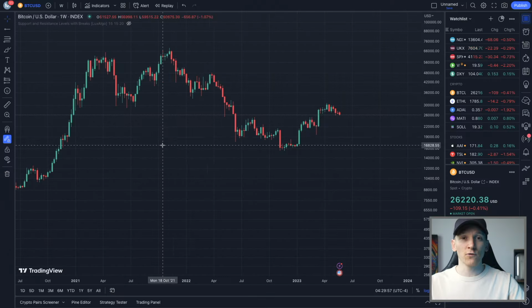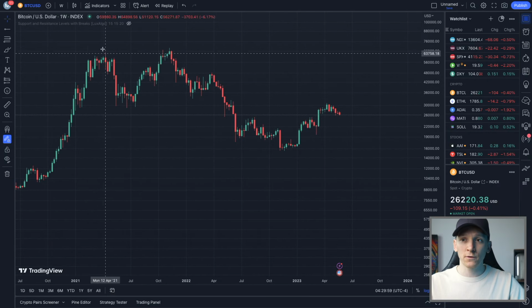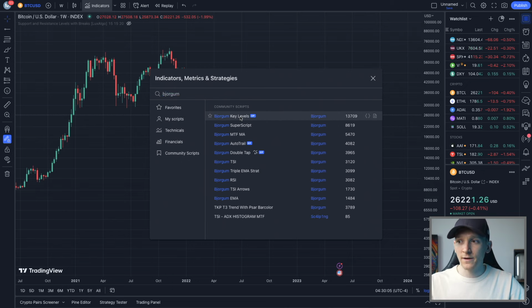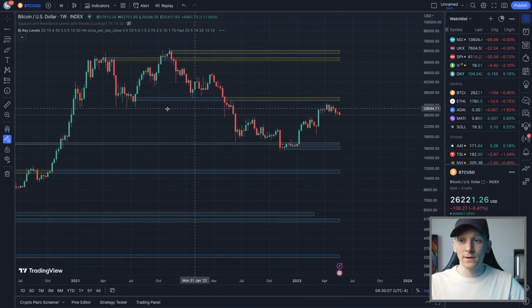Let's look at another indicator that can draw support and resistance levels on the chart for us without us having to do the work. Come to indicators, type in Bjorgum key levels like this, and click this indicator on. Now what we can see is it draws the exact same support and resistance lines more or less than we get with the Lux Algo indicator.